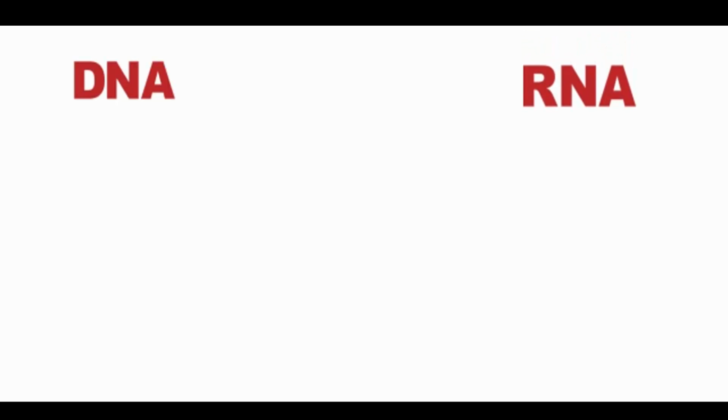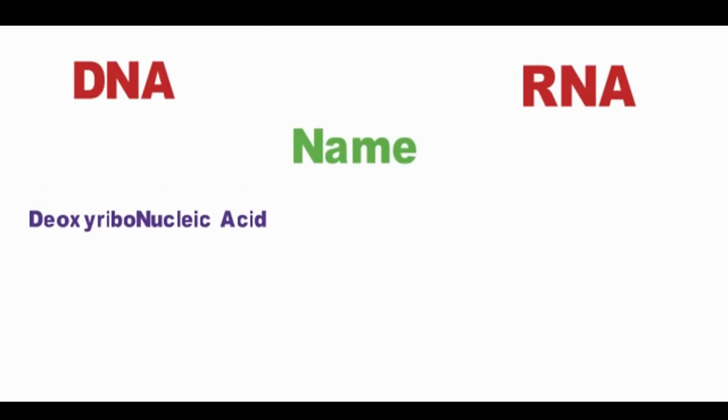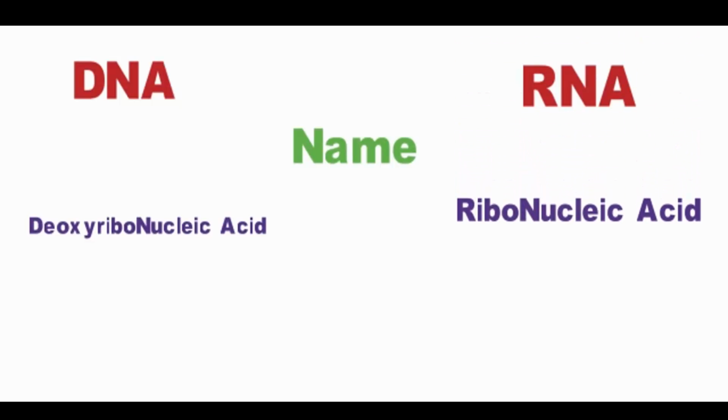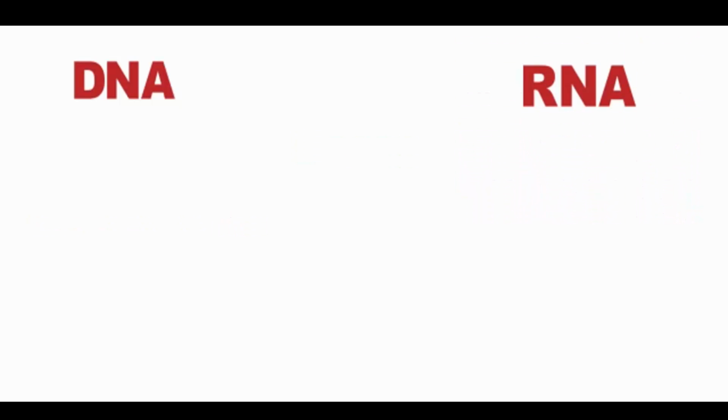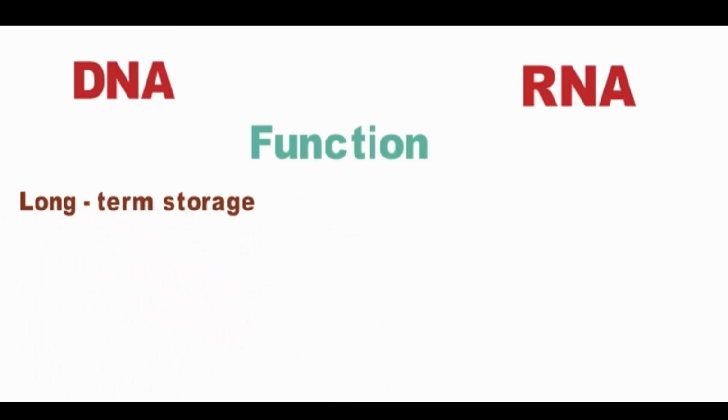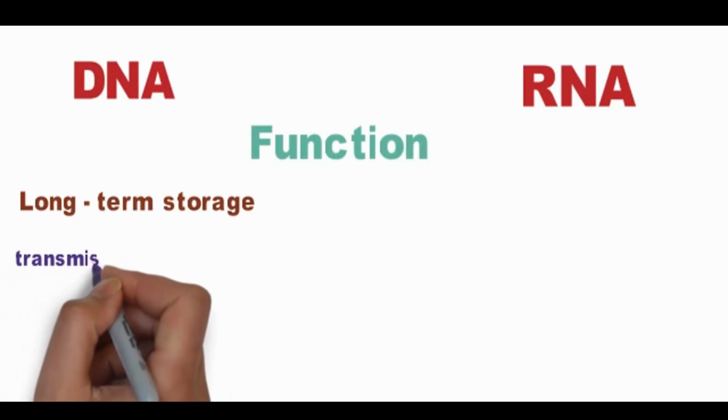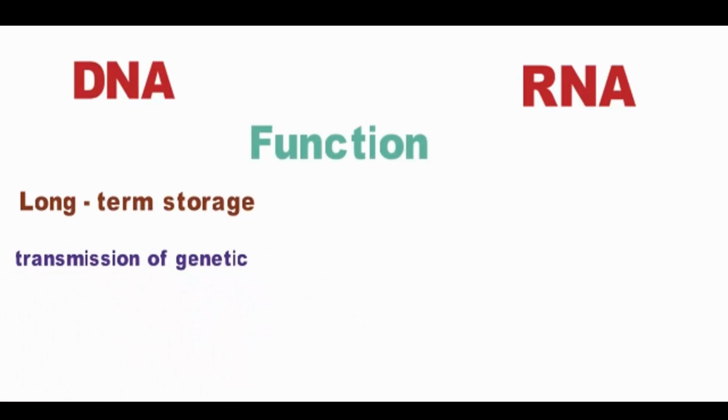Comparison of DNA and RNA. While both DNA and RNA are used to store genetic information, there are clear differences between them. This table summarizes the key points. Name: deoxyribonucleic acid, ribonucleic acid. Function: DNA: long-term storage of genetic information; transmission of genetic information to make other cells and new organisms. RNA: used to transfer the genetic code from the nucleus to the ribosomes to make proteins.